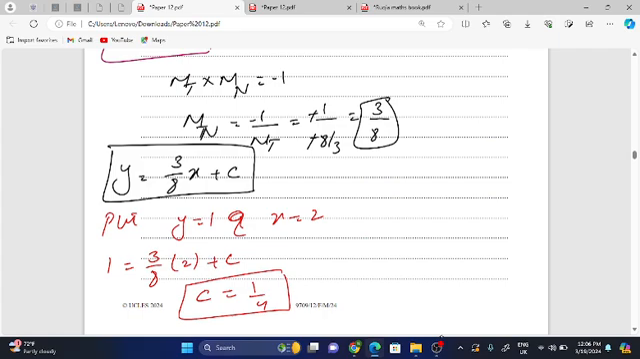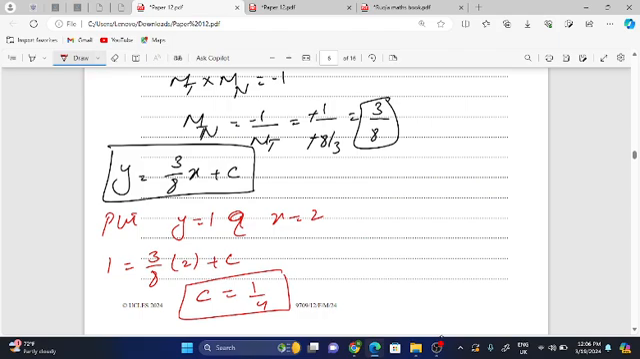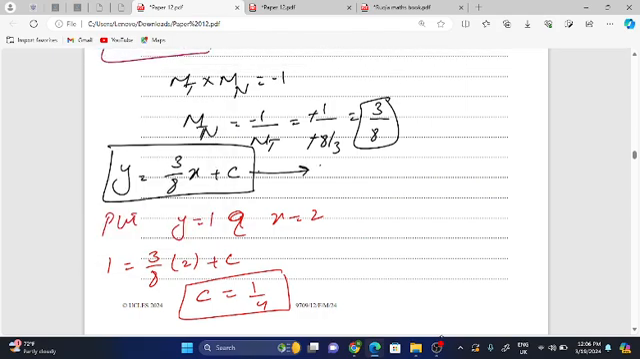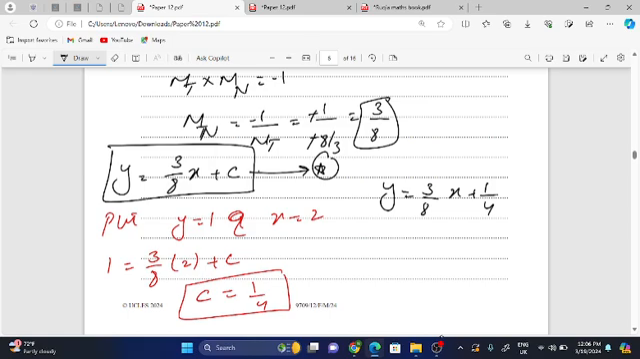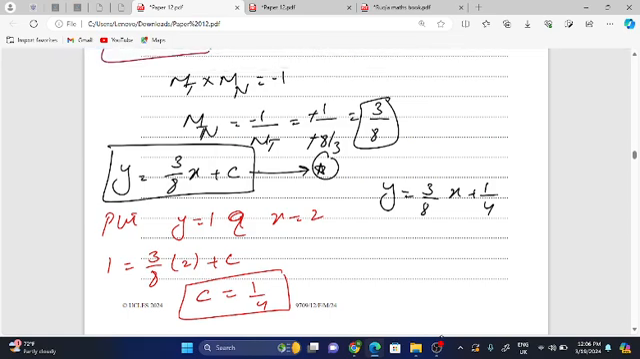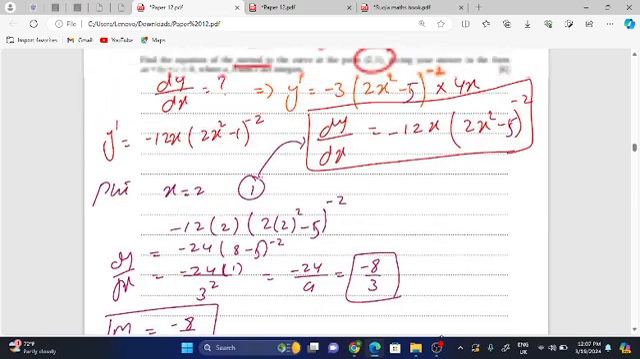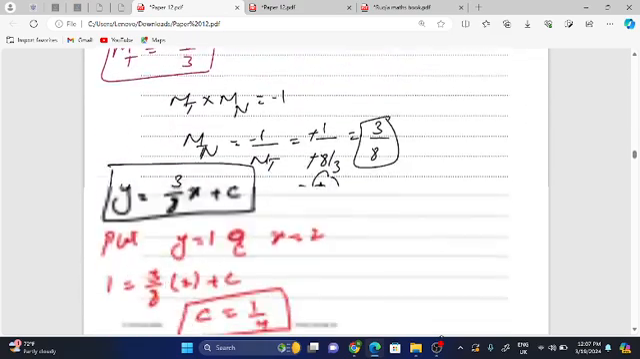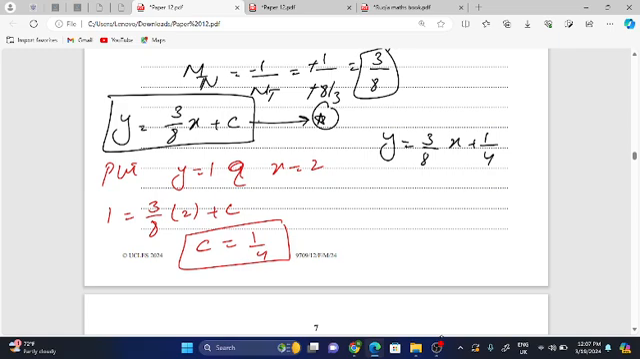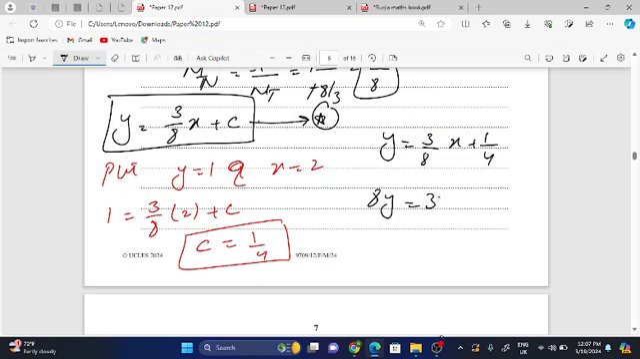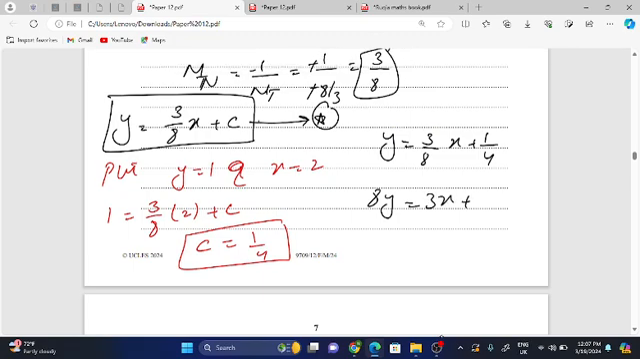That is your c. Now go back to the expression marked with the star and put back the value of c. You have y equals 3 by 8 times x plus 1 by 4. I have to cross multiply because I need to find my final expression in the form ax plus by plus c equals 0. Multiply by 8 on both sides, and that becomes 8y equals 3x plus 2.